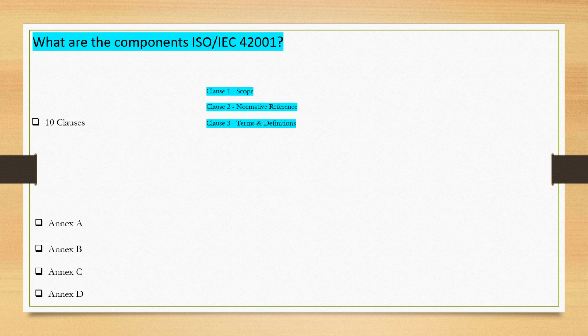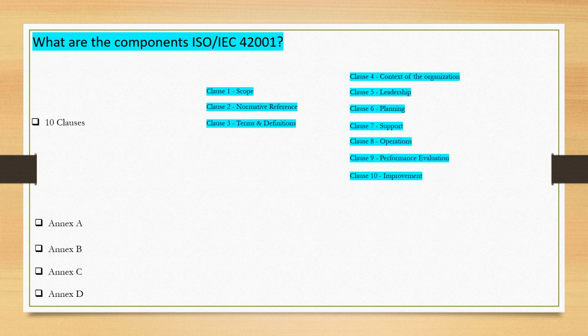Clauses 1, 2 and 3 give the basic idea about the AI management system, that is scope, references and terms and definitions. Whereas clause number 4 to clause number 10 specify certain requirements and actionables that an organization needs to follow to comply with the AI management system. We will discuss in detail how to implement each clause in our subsequent lectures.